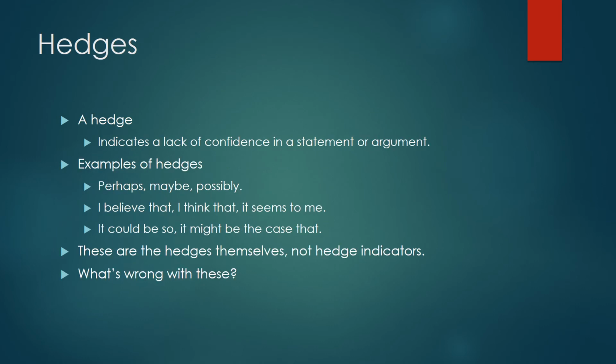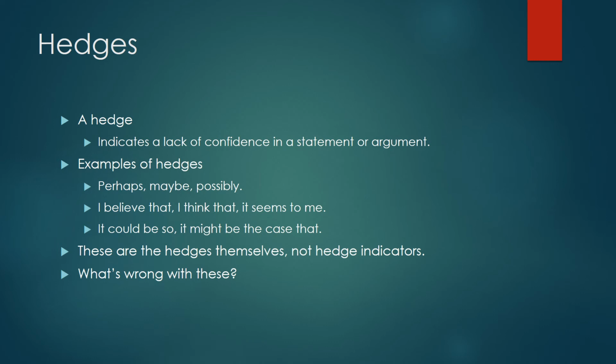Anyway, let's talk about now in writing, right? Hedges. A hedge indicates a lack of confidence in a statement or argument, okay? So some examples of hedges are perhaps, maybe, possibly, I believe that, I think that, it seems to me, it could be so, it might be the case that. Notice that these are the hedges themselves, not the hedge indicators. Now, what's wrong with these?